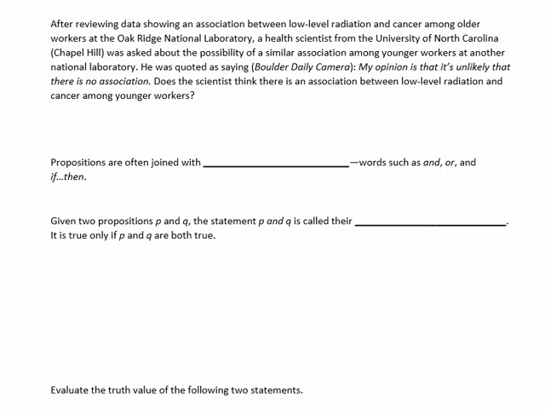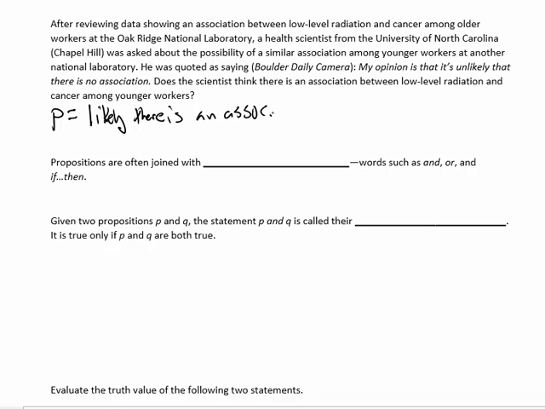Okay, so let's back up and let's say that his original proposition P is that it's likely there is an association. Okay, so what would not P look like? Not P would be it's likely there is not an association.